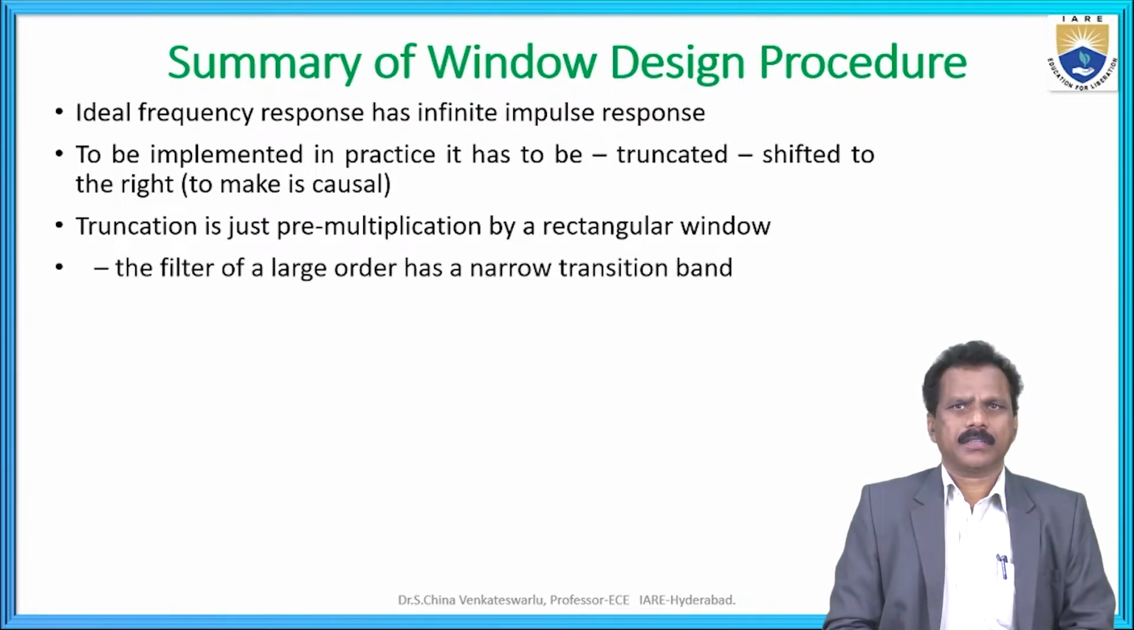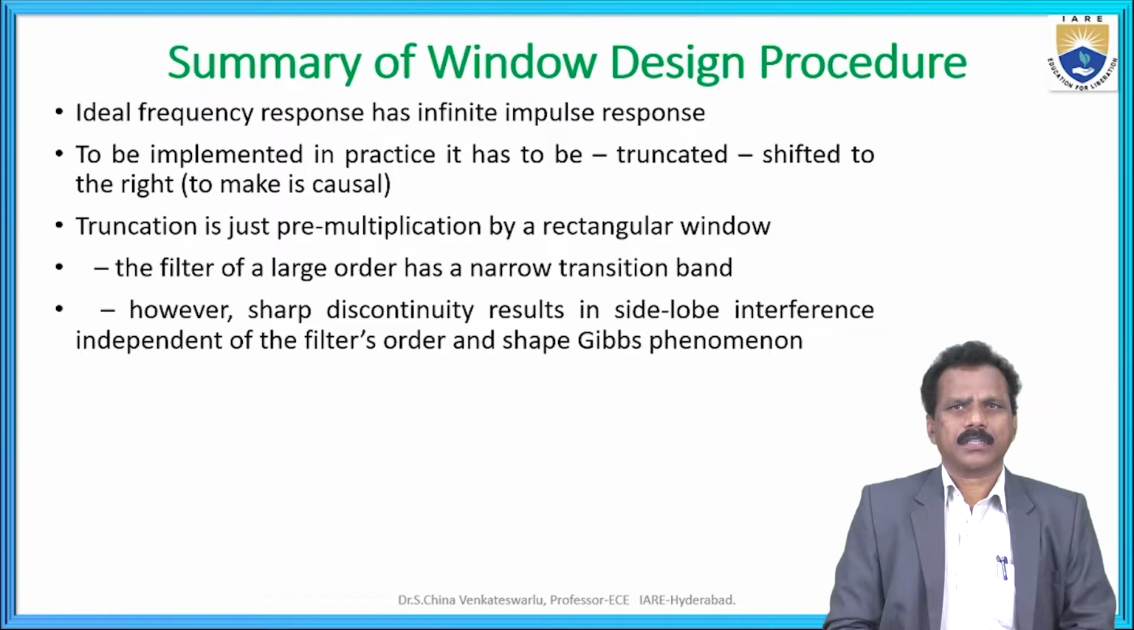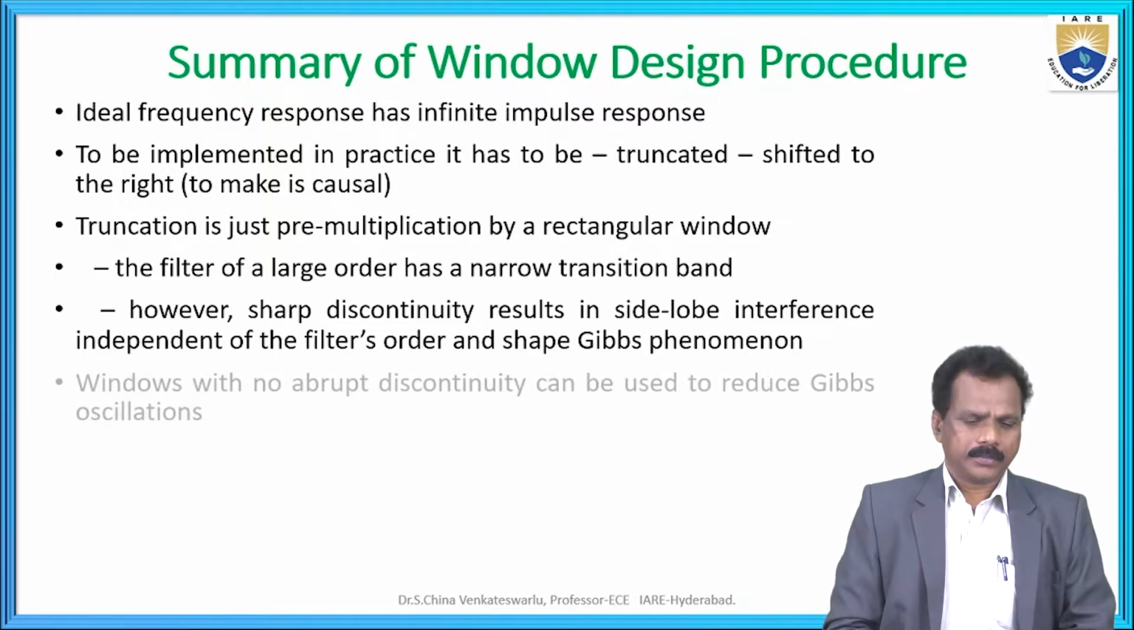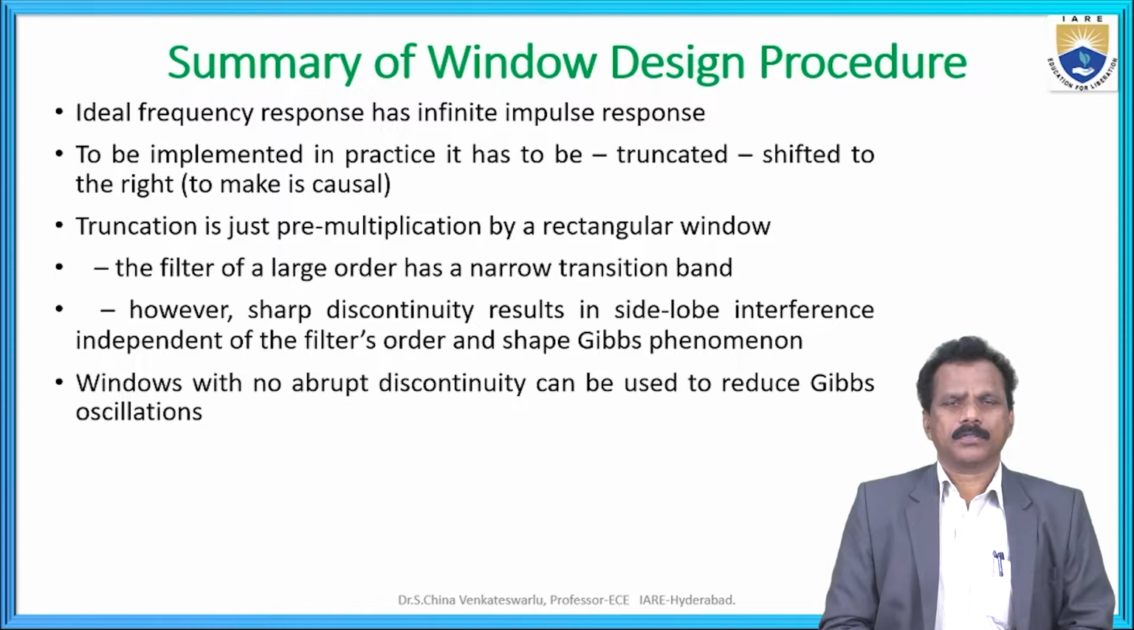A filter of large order has a narrow transition band. However, the sharp discontinuity results in side lobe interference. That side lobe interference, independent of the filter's order and shape, is called the Gibbs phenomenon. So windows with no abrupt discontinuities can be used to reduce the Gibbs phenomenon oscillations. That's why we should follow all these procedures step by step, and we can expect our design result without any error.